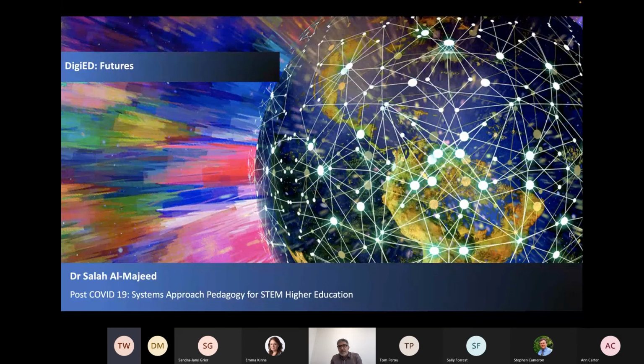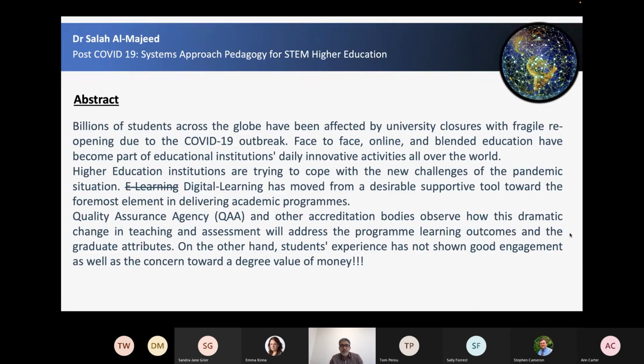So I've tried to address a few key issues around STEM in higher education through that kind of engineering thinking, especially the system approach. And hopefully we will see how system approach pedagogy can be useful.